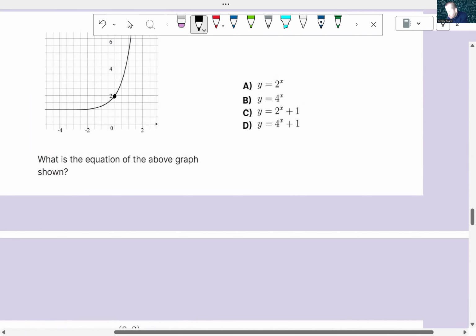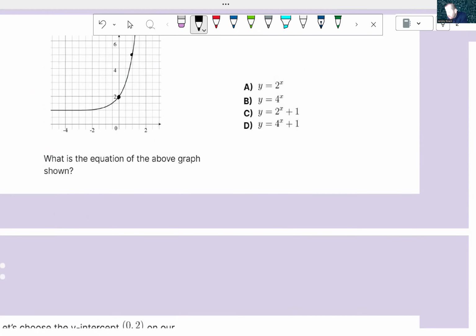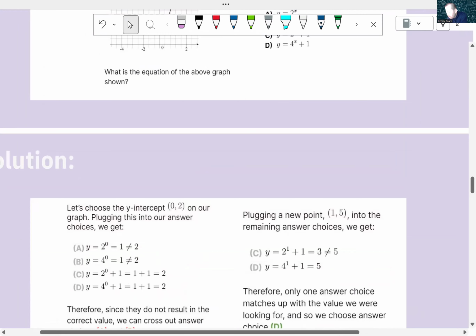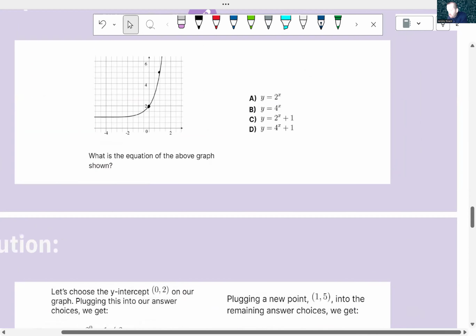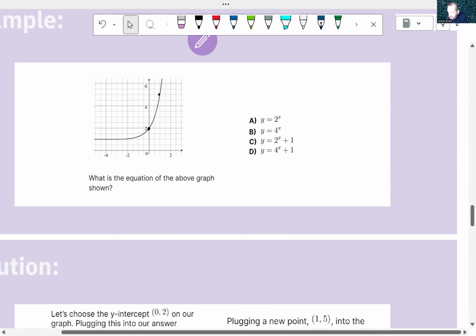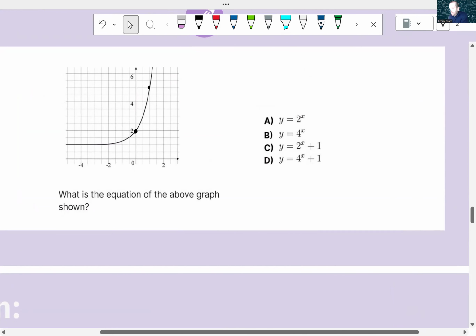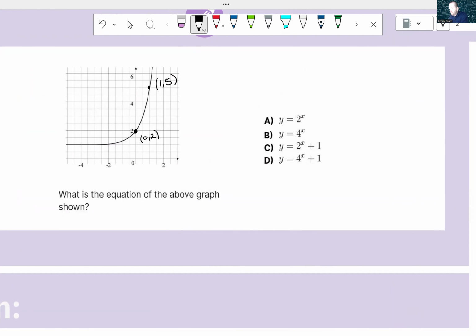0, 2, and I'm going to pick one more point. I'm going to say 1, 5, because really I don't like using zeros, ones, and twos, because sometimes it's a coincidence that we get a true statement. So if we plug in, here's 0, 2: 0 for x, 2 for y, and 1 for x, 5 for y.